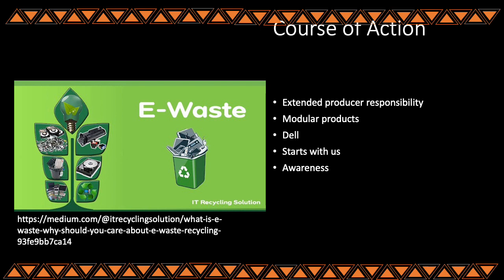Companies could also make modular products. So what this means is that when one part breaks, they can just send us a new piece instead of the whole thing. So it'd be cheaper for us to fix our devices instead of buying a new one. But this all starts with us. We need to take action first in order to get the attention of companies.